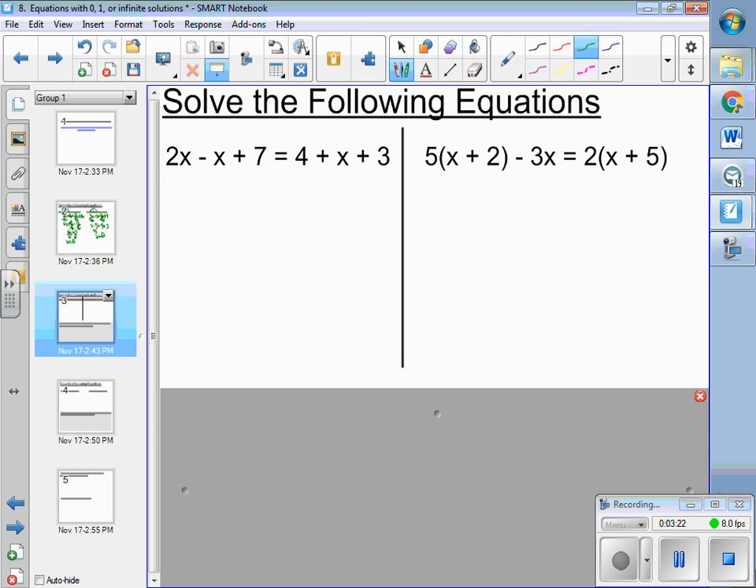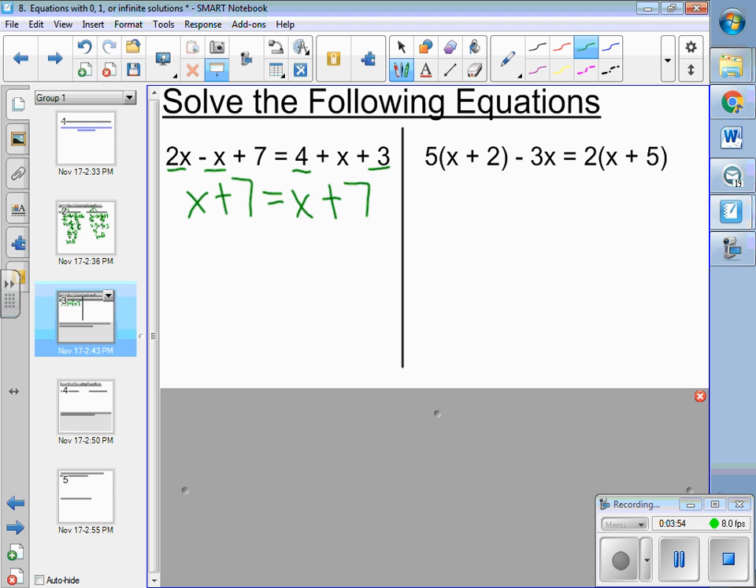So first, I like to combine like terms. So for instance, we have this 2x here and this negative 1x here. So I'm going to go ahead and combine those first. So 2 minus 1 is 1. So we're going to be left with x plus 7 equals, and on the other side we can combine the constants. So we can go ahead and combine this 4 and 3 right away. So on this side we're going to be left with x plus 7.